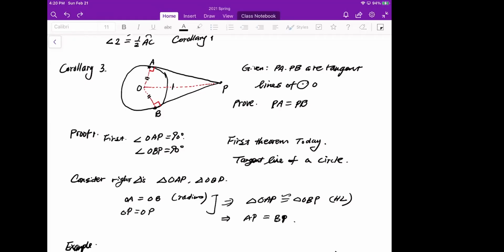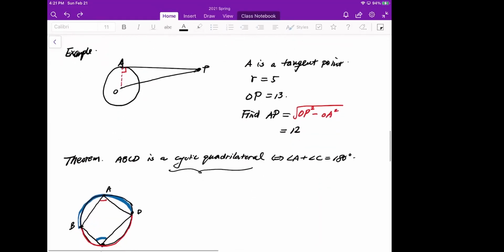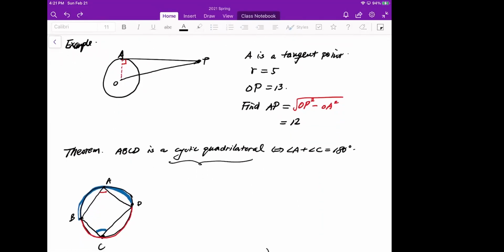You can have proof two. Proof two is actually you can use the Pythagorean theorem, right? So both are right triangles. If you have two sides to be the same, then the other one should be the same as well. Okay, that's actually here, the Pythagorean theorem, right? The R is 5, the OP is 13, then what is PA? PA is 12, okay?